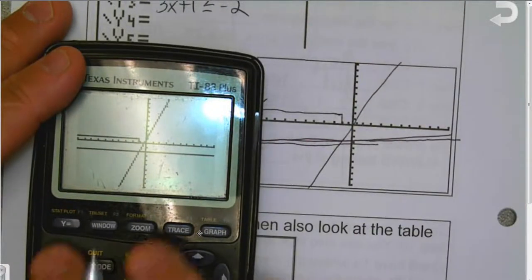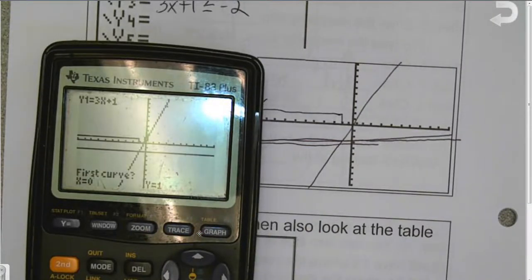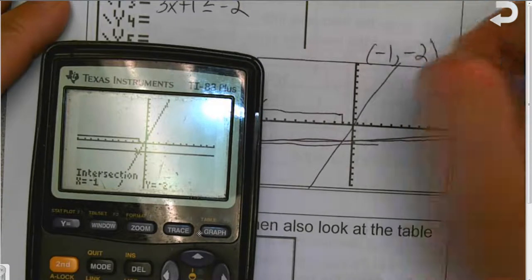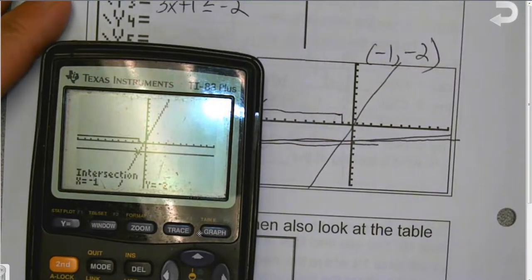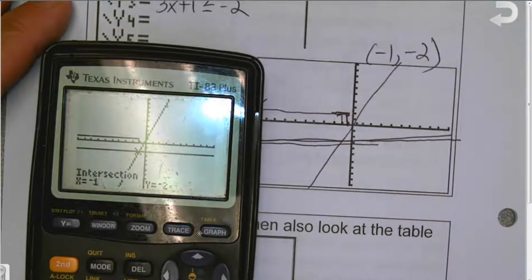When I hit second trace, I'm still calculating the intersect. I'm going to hit enter 3 times. My intersection is at negative 1, negative 2. That's important. And I guess I need to move this over a little bit. It's at negative 1. Yeah.